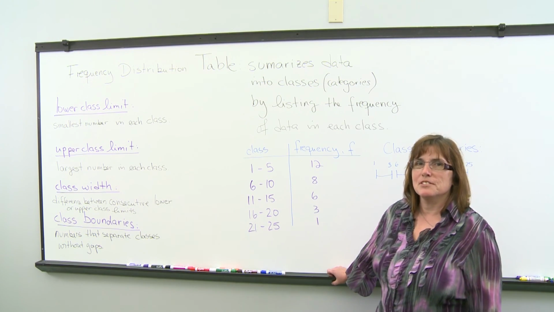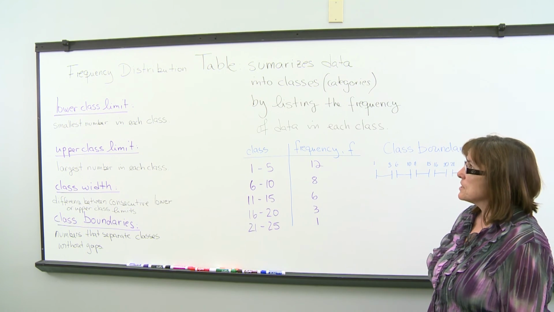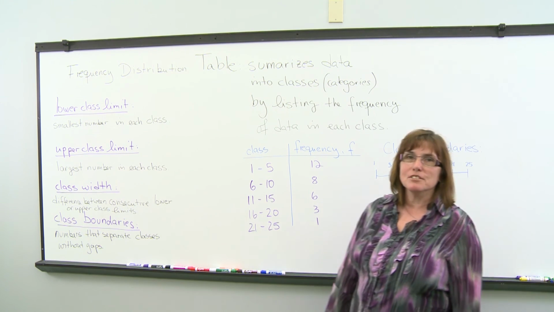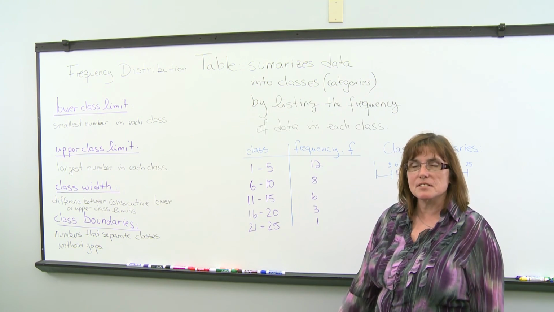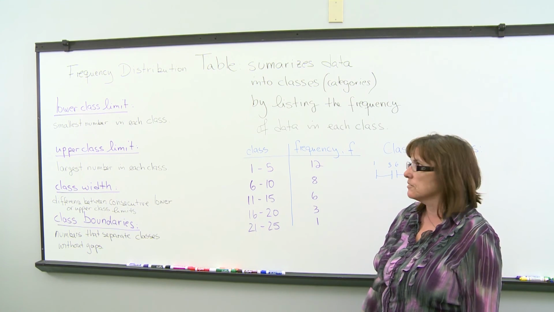We're going to talk about the frequency table. Now I'm starting off with some definitions. A frequency table we need when we have a large amount of data. And a frequency table summarizes this large amount of data into classes, also called categories.